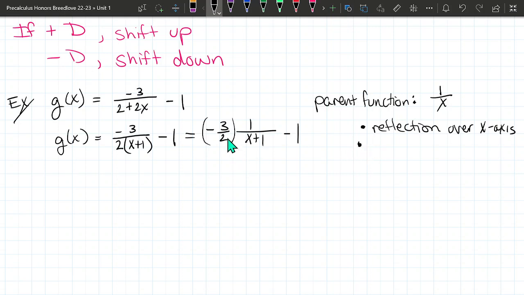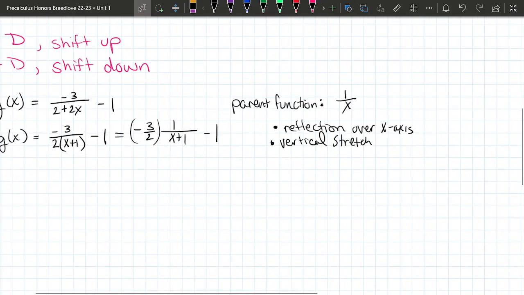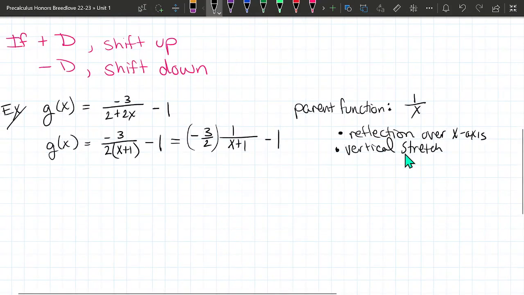And then 3 halves, what is that telling you? So no, it's minus 1. The vertical compression. 3 halves, is it greater than 1 or less than 1? 3 over 2, it's over. It's a stretch, right? Stretch. Oh, yeah, my bad. Vertical stretch by 3 over 2, because 3 over 2 is like 1.5, so it's greater than 1. You're right.